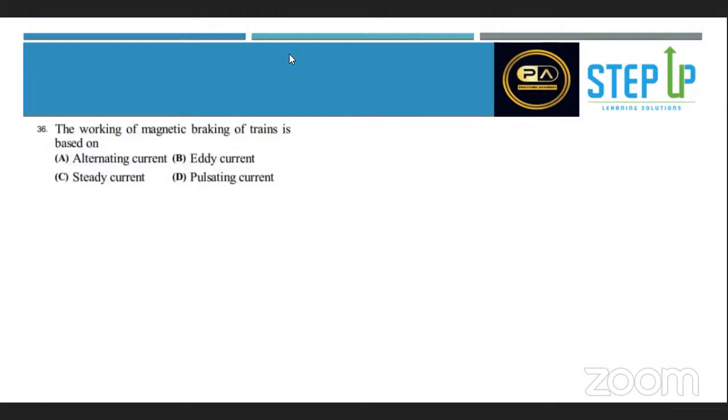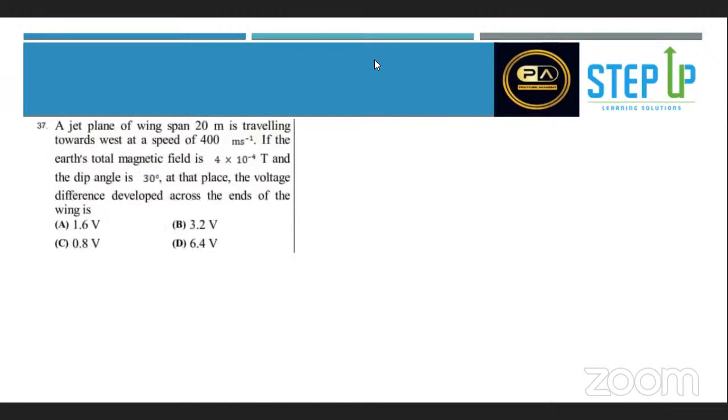Again, a theoretical question. The working of magnetic braking of a train purely depends on eddy current. It is the phenomenon of induction: the brake is applied, it happens because of the induced EMF, and the induced EMF leads to the formation of eddy current. Okay, next question, solve this.